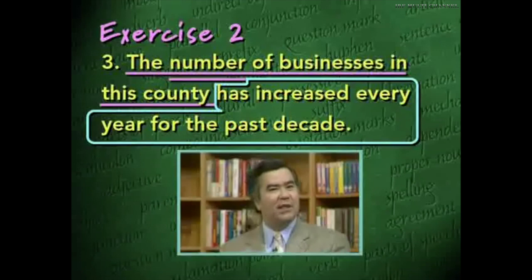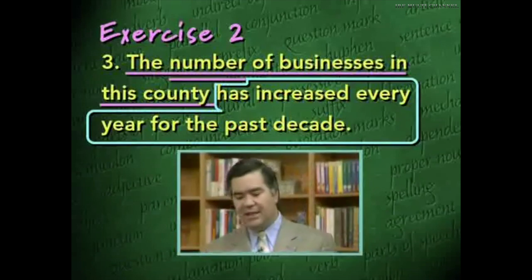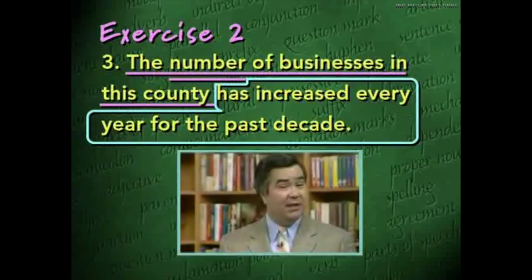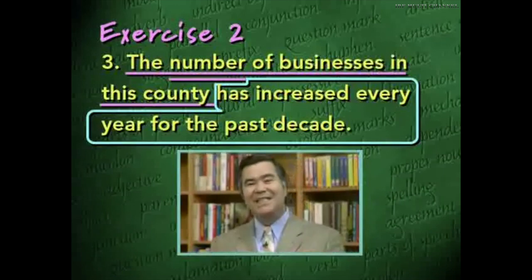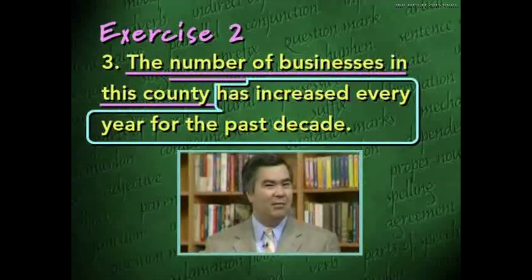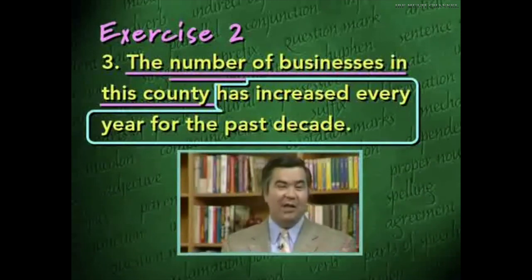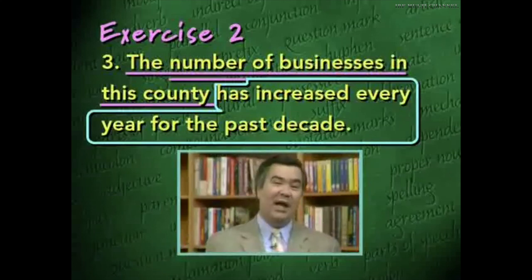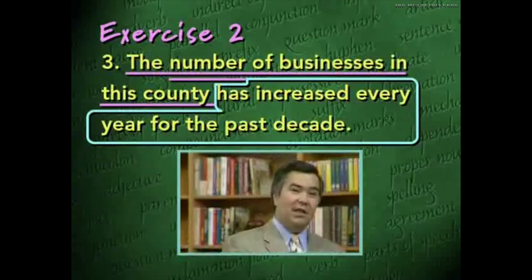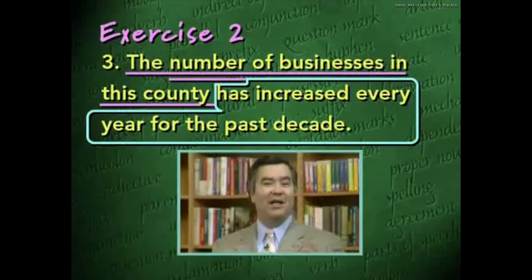In other words, what does the predicate refer to? What is it that has increased every year for the past decade? Is it the county that has increased? No, the county hasn't increased. Is it businesses has increased? No, not really. What has increased is the number of businesses. In other words, the number was smaller at one time. Now the number is larger. Perhaps the number of businesses was 50. Now it's 100. The point is that the number has increased or gotten larger.